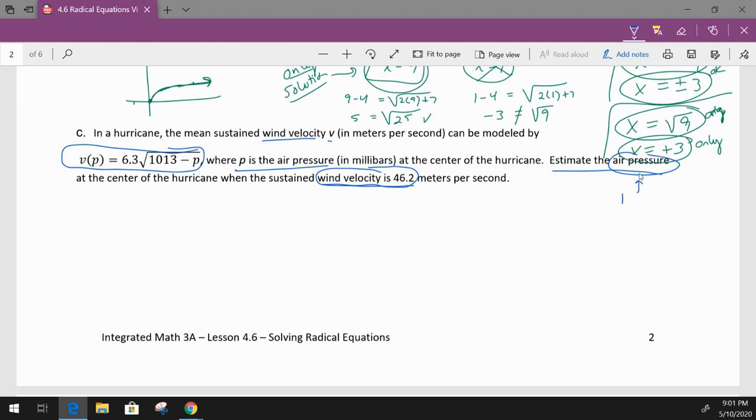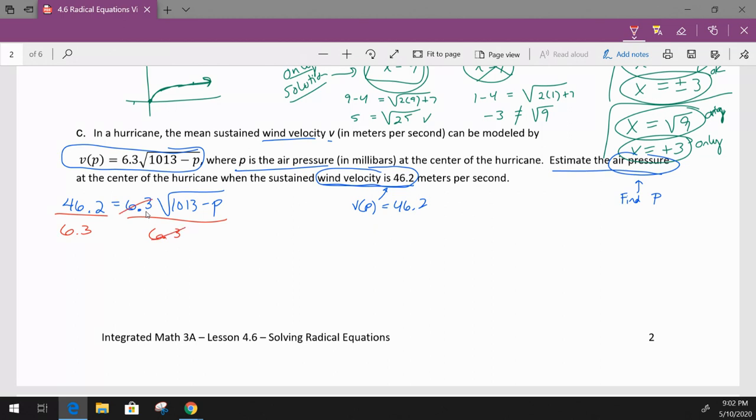So you're finding P when V of P equals 46.2. So you're going to put 46.2 in your equation for V of P. Set that equal to 6.3 times the square root of 1013 minus P. So this is a radical equation. We want to isolate the radical. Since the 6.3 is being multiplied in front, we are going to divide both sides by 6.3.